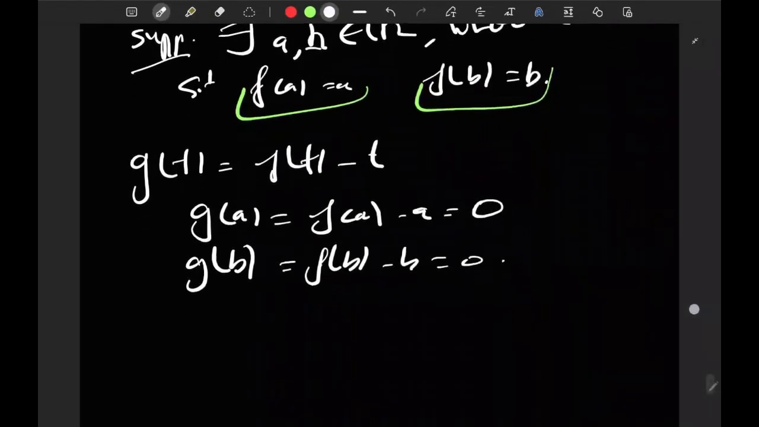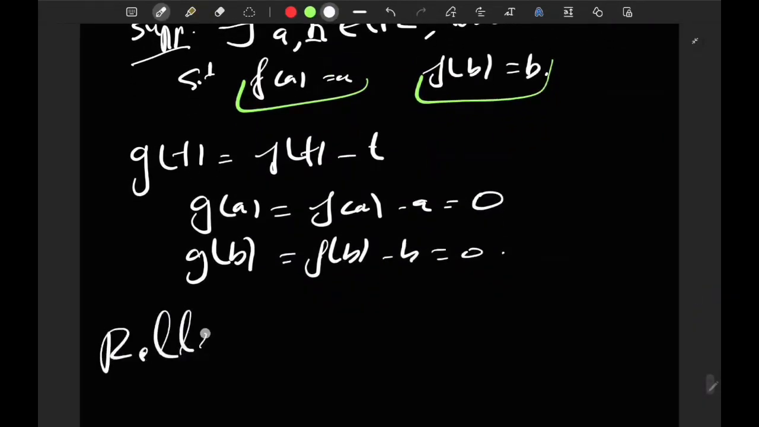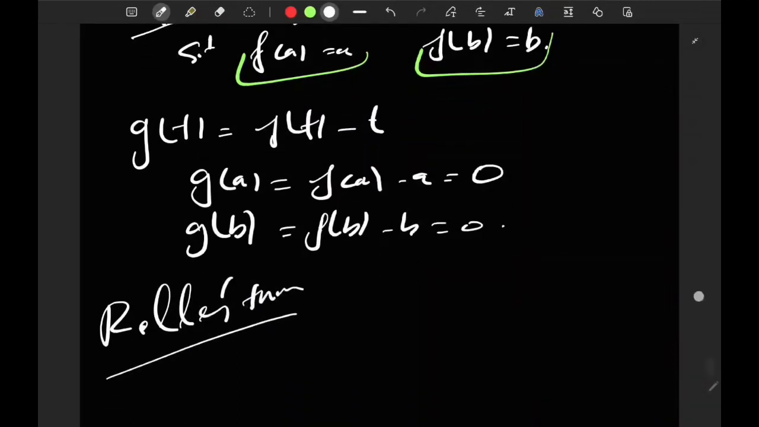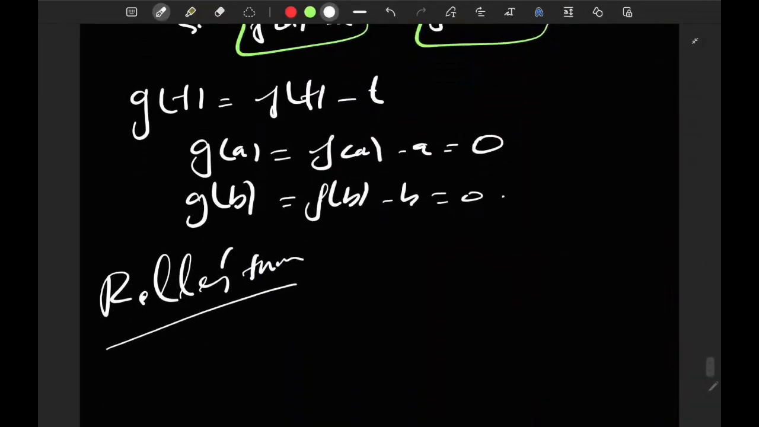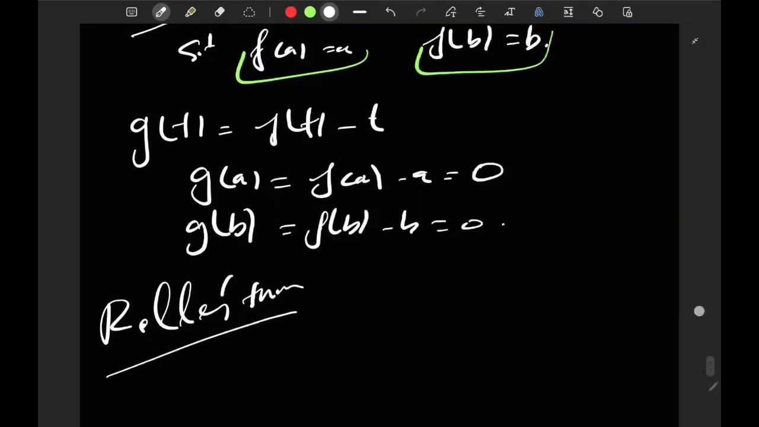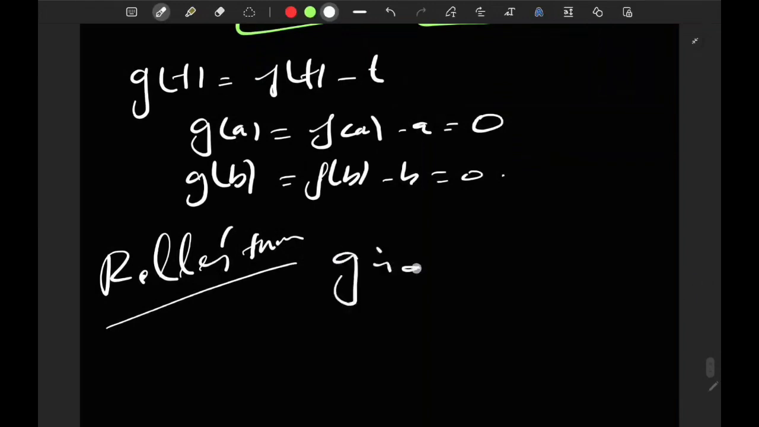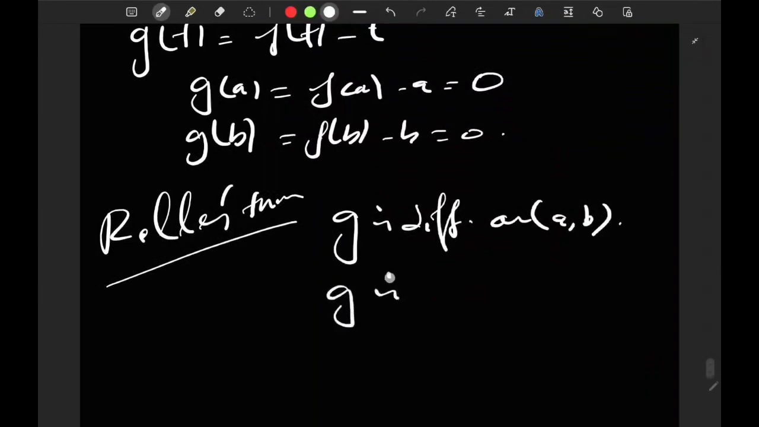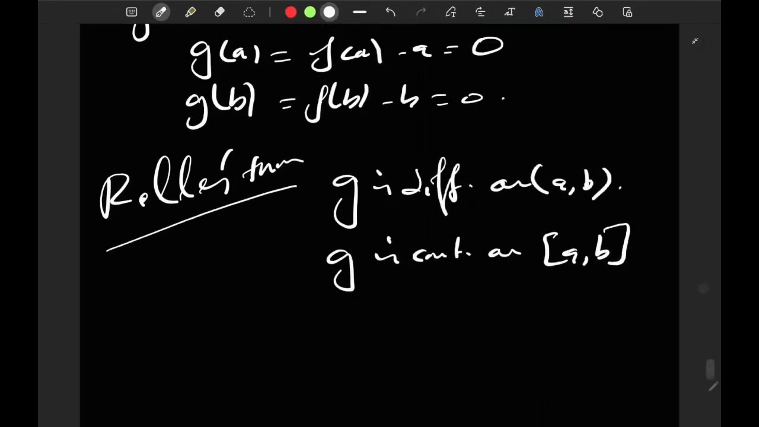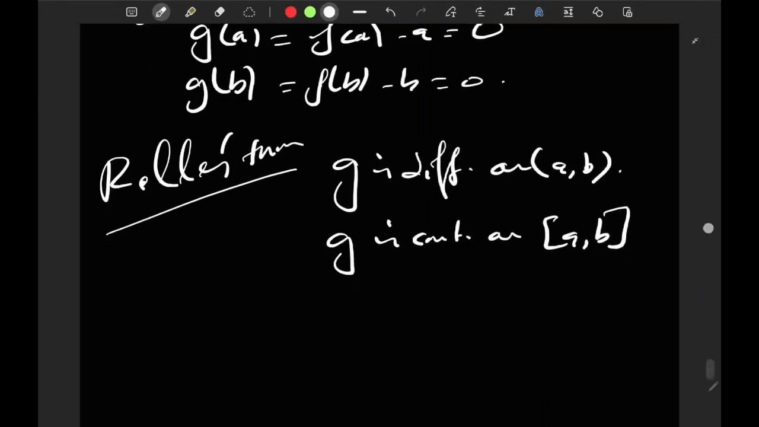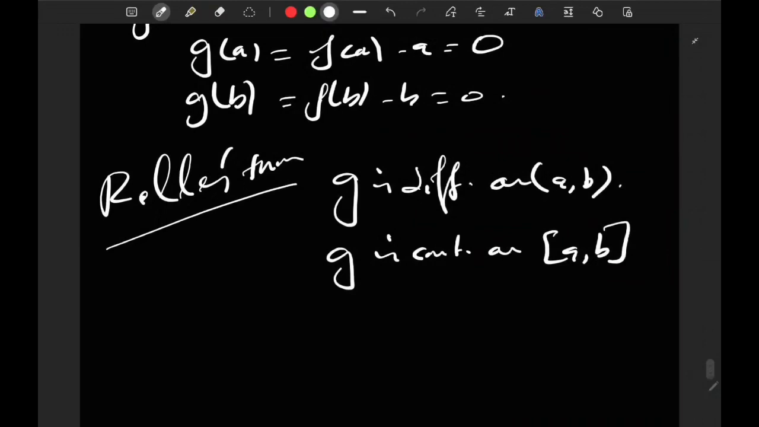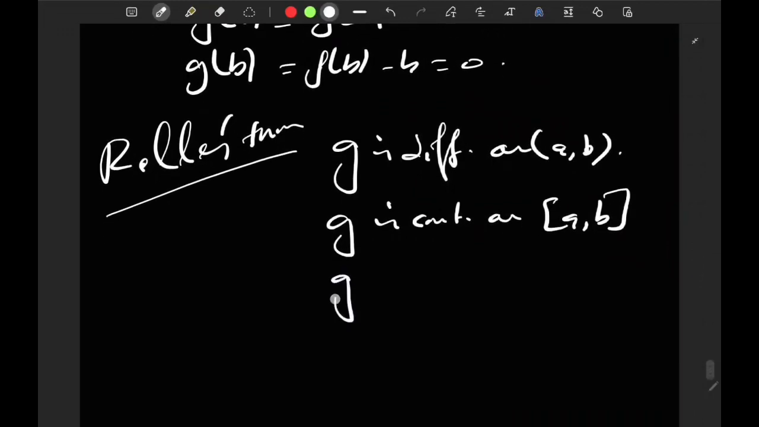And this should remind you immediately of Rolle's theorem, the very classical Rolle's theorem. And what does Rolle's theorem say? First, of course, g is differentiable on all of R because f is differentiable on R. So I know that g is differentiable, in particular, on the interval (a, b). Moreover, g is continuous on the closed interval [a, b]. Why? Because it's continuous everywhere, because it's differentiable. Differentiability implies continuity. And I have that g of a equals g of b, because both of them are 0.